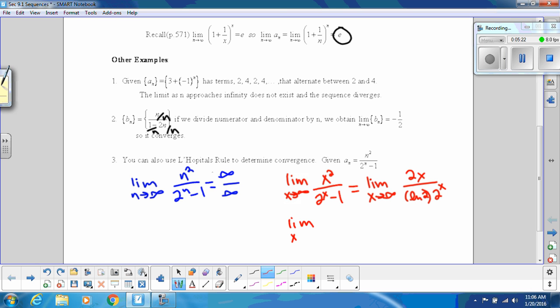L'Hopital's rule. So the derivative of the numerator is 2, and then we would have ln of 2 again. So that would be ln of 2 raised to the second power times 2 to the x. All right, so now when I plug in infinity, I'm going to get 0. Okay, so because the limit of this function is equal to 0, then this limit will be equal to 0.